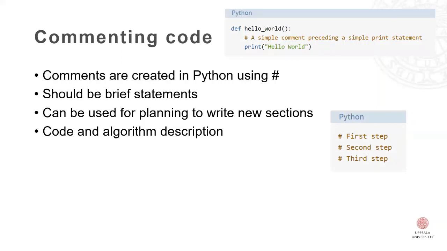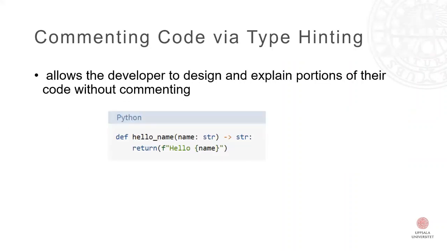And you can use the comments to explain what your algorithm is doing, what your functions are doing, etc. And there are other ways than just writing comments to comment your code. There is something called type hinting in Python, which you can use to explain what the data types are for, for example, variables and inputs and outputs of your functions.